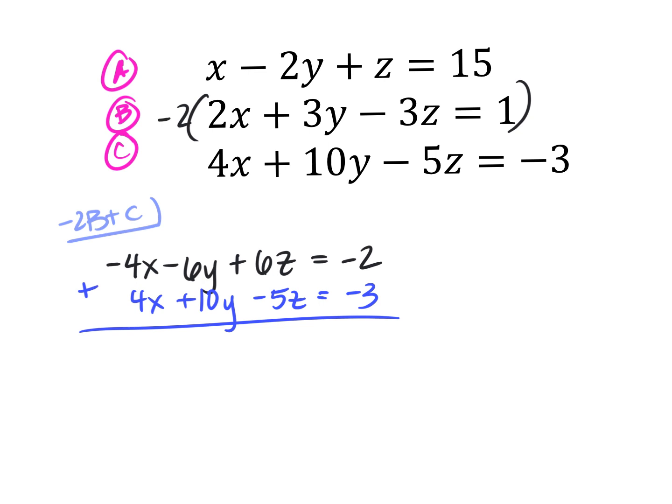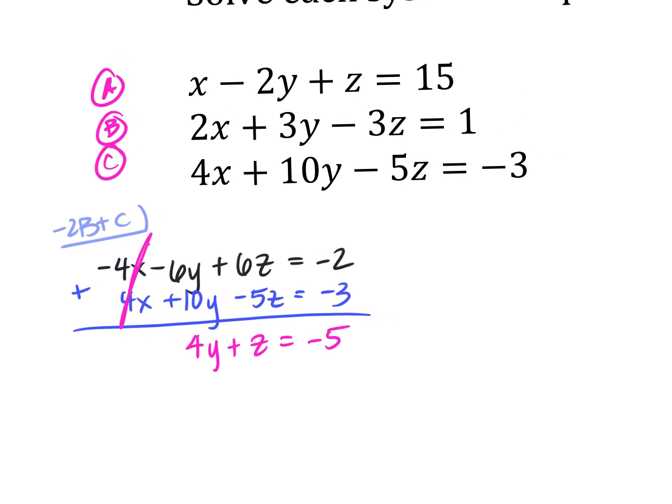Let's add them, people. What do we got? How many Y's? 4. 4 Y's. How many Z's? 1. Love it. How many numbers? -5. Beautiful. Let's remind ourselves. We just used B and C, and we got rid of X's. I have to use A. I can use A and B or A and C. I must get rid of X's to make my life easier.